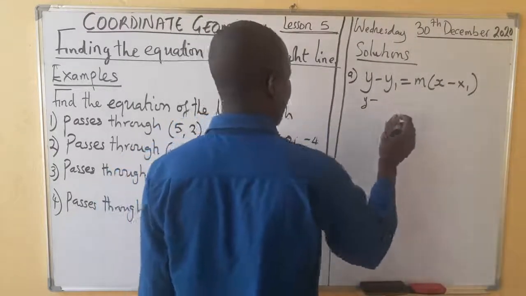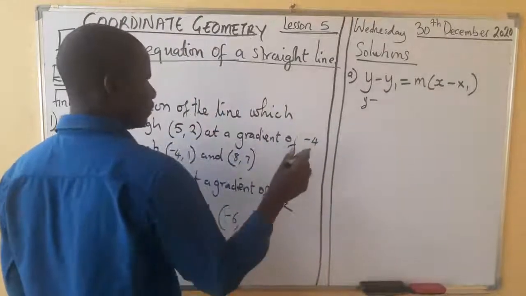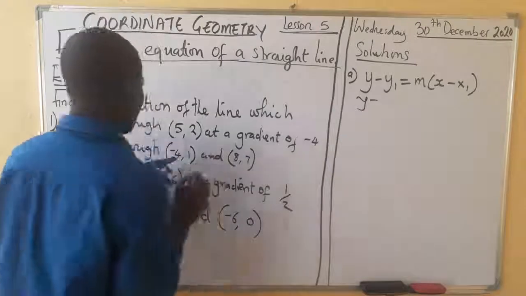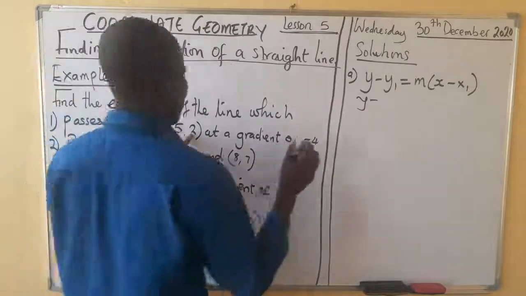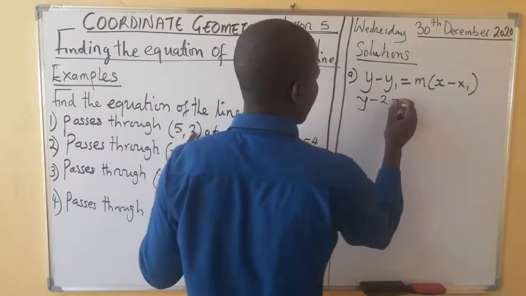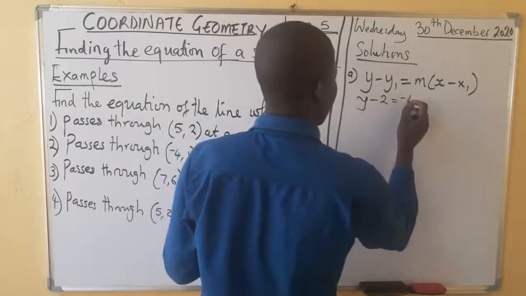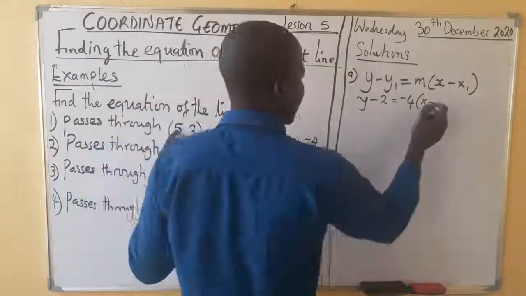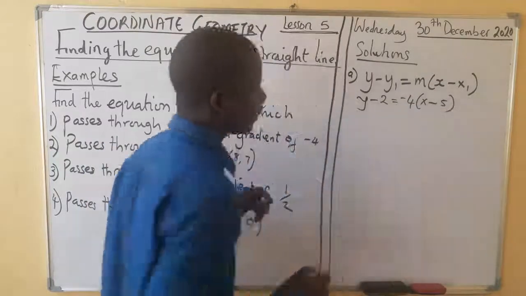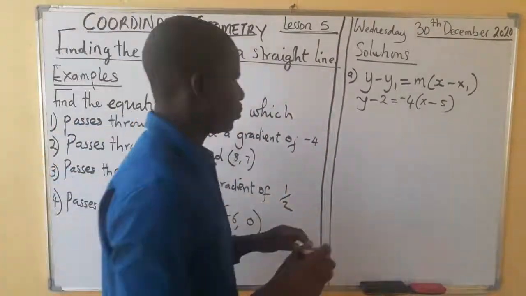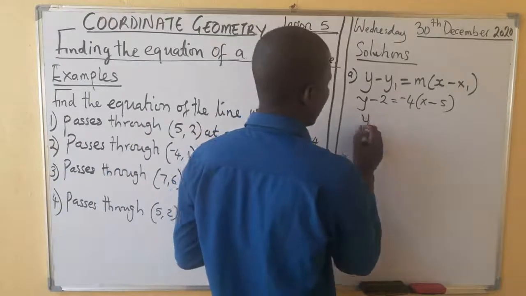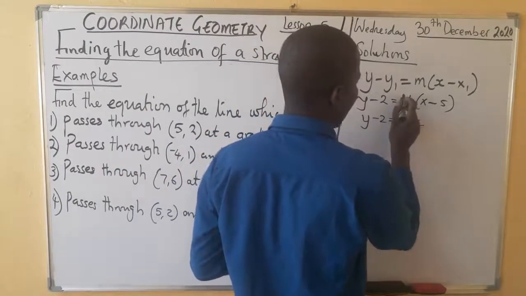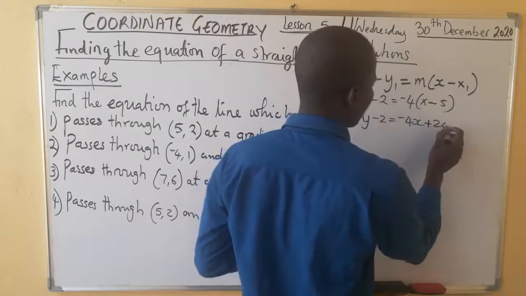y minus y1. What is our y1? The y coordinate here is 2, is equals to the gradient, -4, times x minus the x coordinate, which is 5. That is what we are supposed to do. Then we work out this part. So y minus 2 is equals to -4x, and this one we get plus 20.